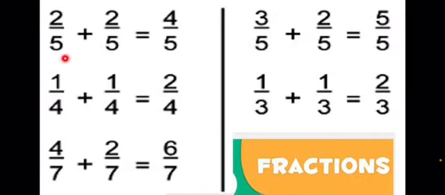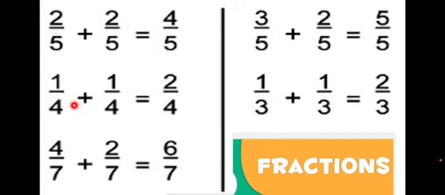Similarly, let's do some practice of addition. Now 2/5 plus 2/5. So again over here, you don't need to add the denominators. You will add only the numerators. So let's make the denominators common. So 2 plus 2 divided by 5. So the answer is 2 plus 2 is 4. So 4/5 is the answer.